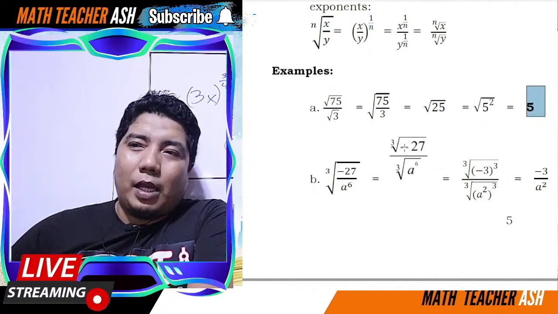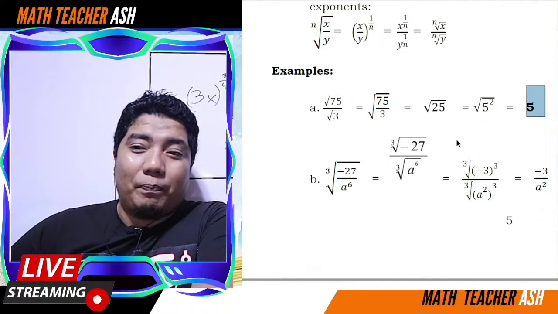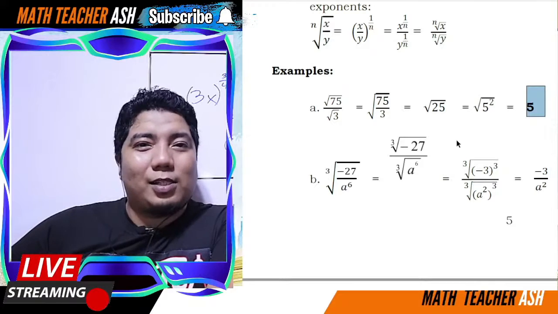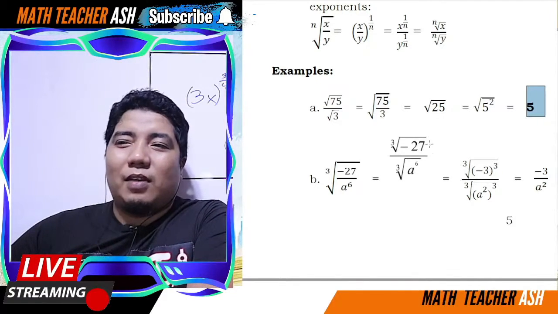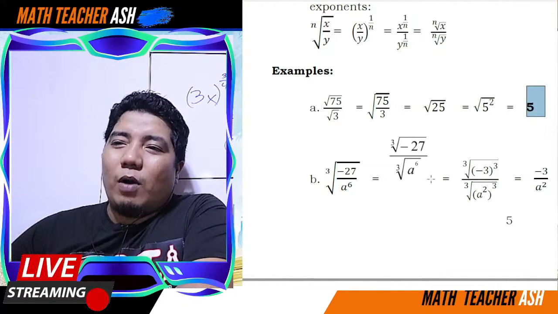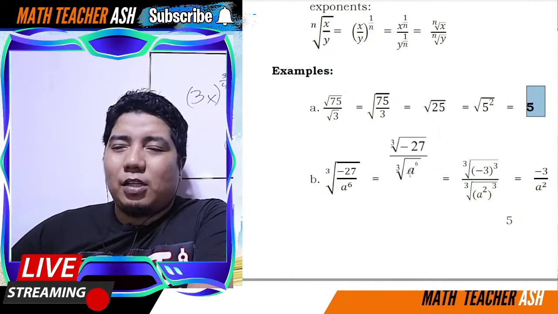So, this is an odd positive integer. So, meron bang number na i-multiply ng 3 beses sa sarili niya, ang lalabas ay 27? Okay, very good. That is 3. Okay, 3 times 3 times 3, that is 27. So, since this is negative, the answer is negative 3. Ayan. Now, how about this one? The cube root of a to the power of 6.